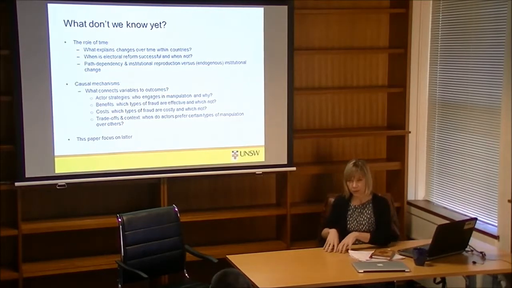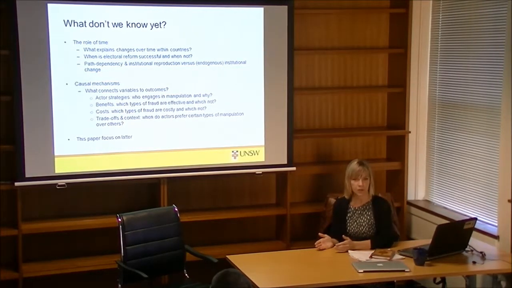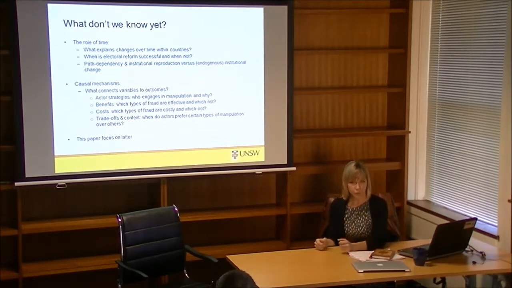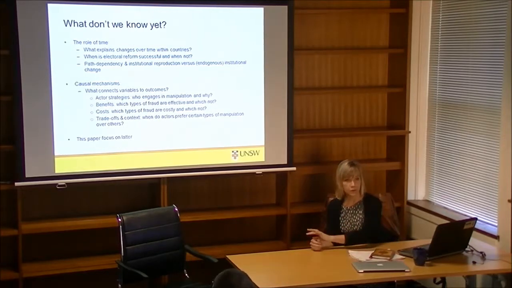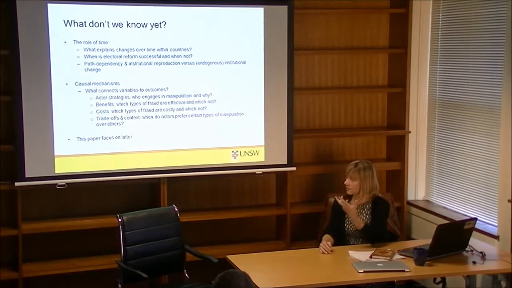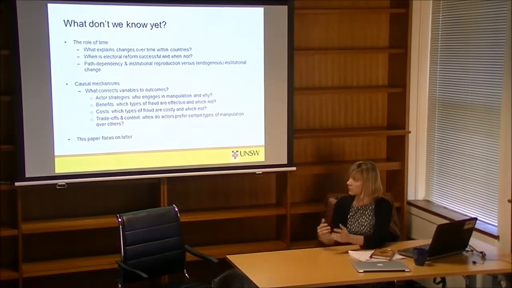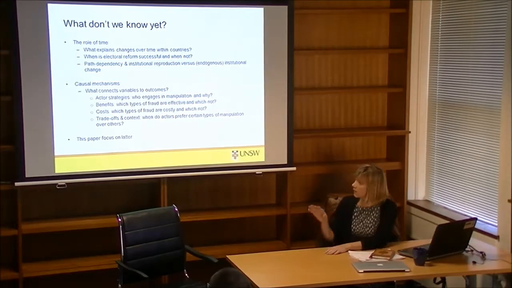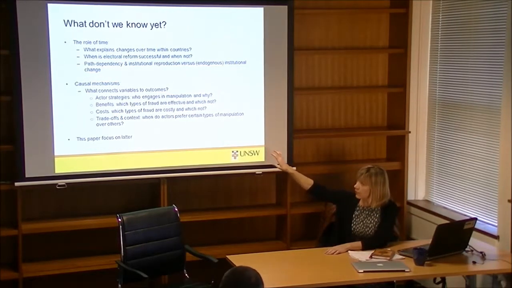To look really more at the ground level, what are actor strategies? So who engages in manipulation and who doesn't? What is the difference between incumbents and opposition? When does opposition choose to engage in manipulation? When do incumbents do so? What are the benefits? So how do you choose which different types of fraud? Which types of fraud pay off and which don't? And there may be massive differences within countries for different regions. For example, if the opposition is dispersed, you may want to rig the vote counts because then you can't target them. If the opposition is geographically located, vote buying or intimidation may work much better. So do actors make these calculations, and can we find evidence of that kind of cost-benefit calculation at the local level?